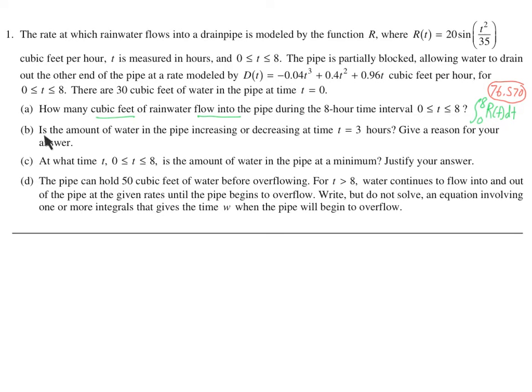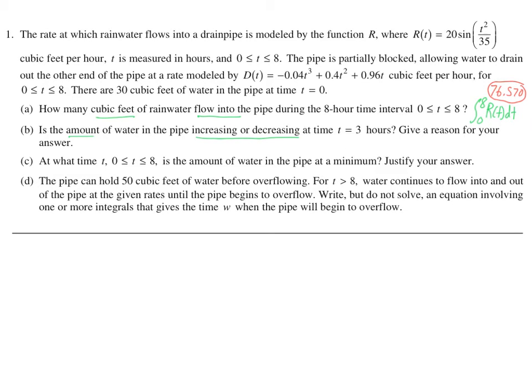All righty, for question 2: the amount of water in the pipe, is it increasing or decreasing at 3 hours? Give reasons. So the amount, that's key, and increasing or decreasing. Increasing, decreasing means the derivative of the amount. So aren't we looking for the rates? We're looking for a rate, positive or negative. Is the rate at which the amount is in the pipe positive or negative? That's what it's saying, at 3.